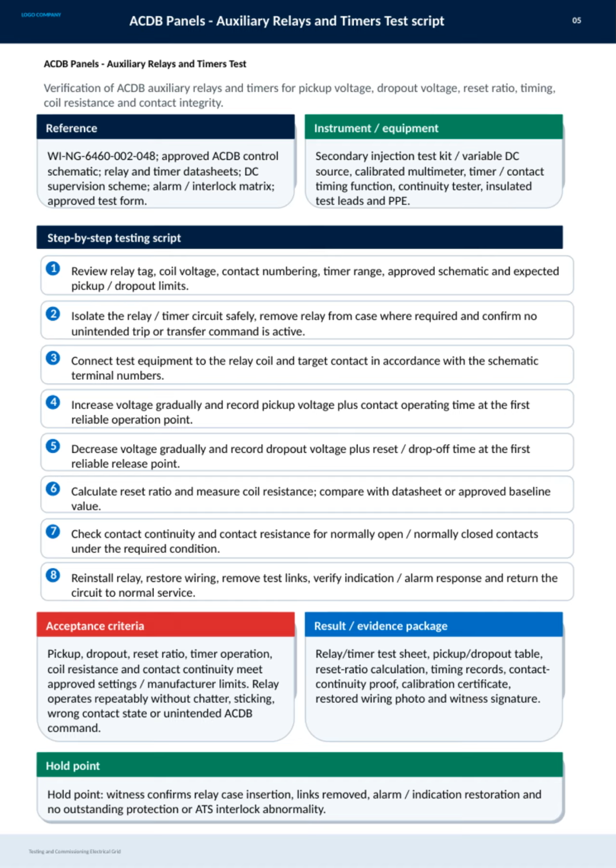The acceptance criteria demand that all measured values meet approved settings or manufacturer limits, and the relay operates reliably without malfunctions. Finally, the evidence package includes detailed test sheets, timing records, calibration certificates, and photographic proof of restored wiring, with a hold point where a witness confirms correct relay insertion, link removal, and absence of abnormalities before proceeding. This thorough approach guarantees the safety and reliability of the electrical grid's control system.